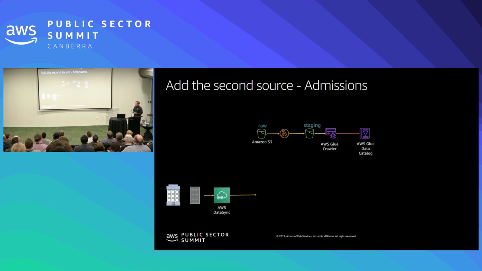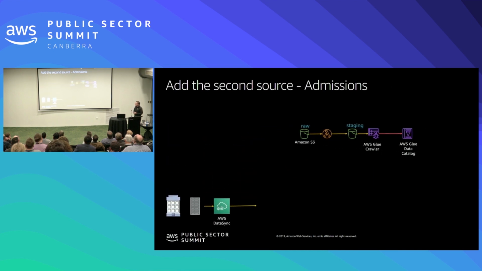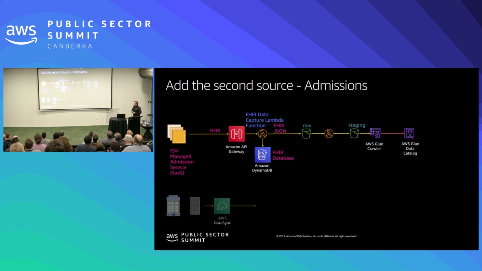So that's one data source. Let's add in another one. Make a bit of room. So now we're going to hook into the hospital's managed admission system. For the sake of the example, we'll say that this isn't actually an on-premises system. We'll say it's actually a cloud-based system.